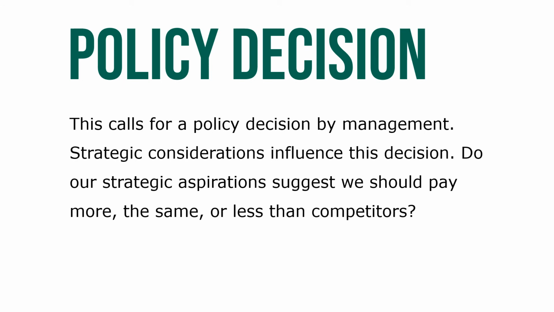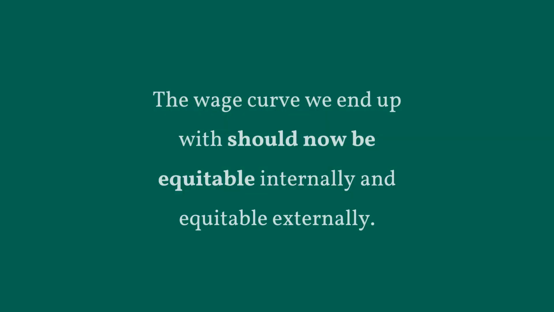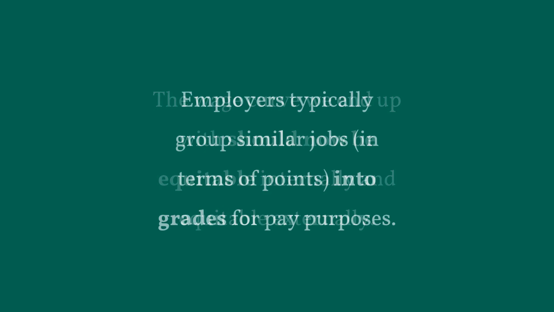Strategic considerations influence this decision. Do our strategic aspirations suggest we should pay more, the same, or less than our competitors? For example, we might decide to move our current internal wage curve up or down, or adjust the slope of the internal wage curve to increase what we pay for some jobs and decrease what we pay for others. The wage curve we end up with should now be equitable internally and equitable externally.